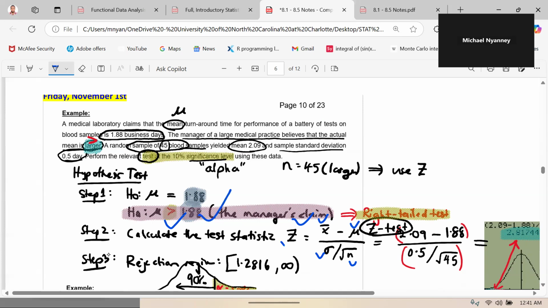Next, determine the value for this. That's Z. So you write the formula down. X bar is not 1.88. 1.88 is the population parameter that has been hypothesized. Now you take a sample, and out of this sample, you had a sample mean. So x bar is a sample mean, which is 2.09. And the mu is the population parameter. So you subtract that from the sample mean. Then you divide by sigma all over the square root of n. So sigma from the question is 0.5 and n is 45. If you put them into the formula, you get the answer to be this.